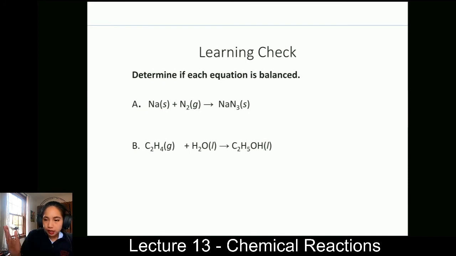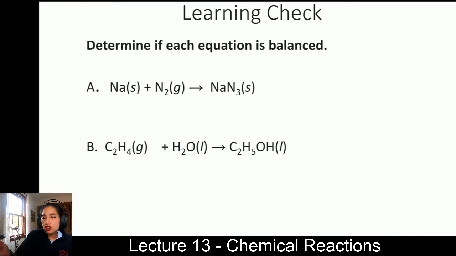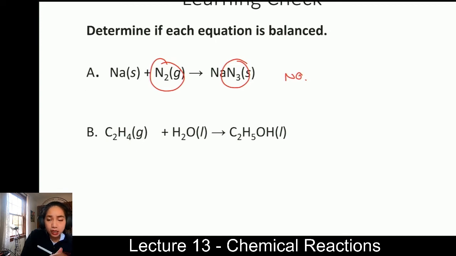Okay, so this question's a little bit different. Let's just see if these equations are balanced. How I approach questions like this is to start counting up atoms and see if they don't match on either side. So we're just determining if the equation is balanced or not. I'm going to look at sodium. There's one sodium, so that's okay. Nitrogen, there's 2 on the reactant side, and there's 3 on the product side. So this is not balanced, because the number of nitrogens isn't the same on each side.